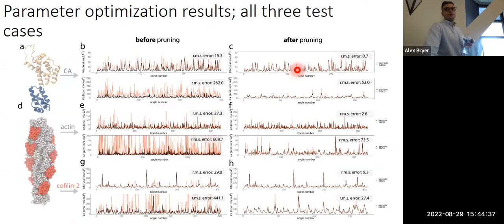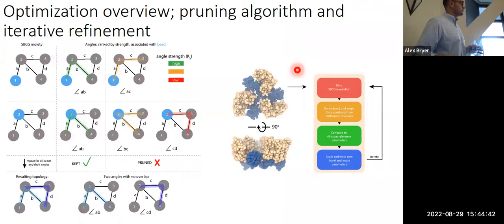I met with the COVID virus team earlier, and they've got this 5 microsecond spike simulation. So you could use that out of the box. You don't need to run anything new. You could parameterize your coarse model with that. So there are different philosophies, I guess, on how you want to do this.